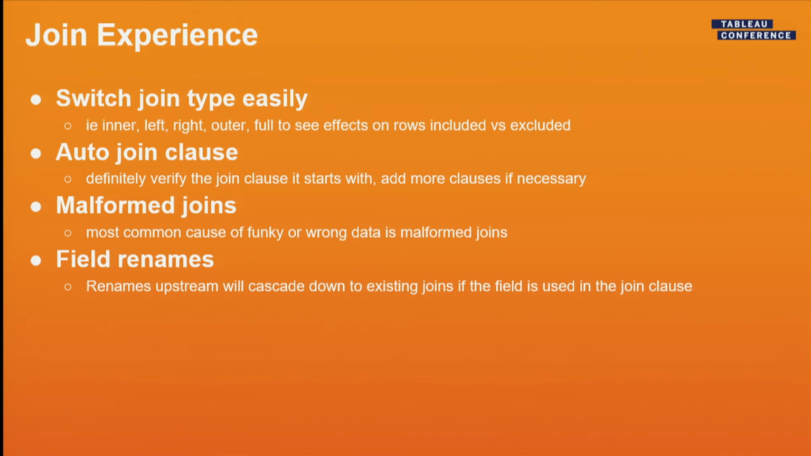The auto join clauses and the join recommendations. But with a join experience, spend plenty of time in the join nodes debugging your joins, because malformed joins, in my experience, are the most common cause of dirty data, or of your viz being populated with data that you didn't expect. Typically, it's coming from joins that weren't doing what you expected. And then, of course, the field renames cascade down to the join nodes. Question?